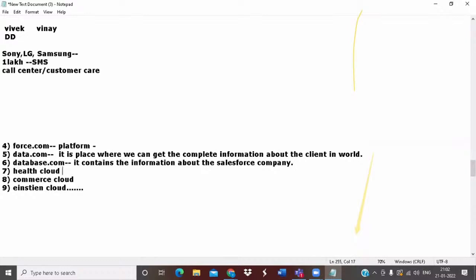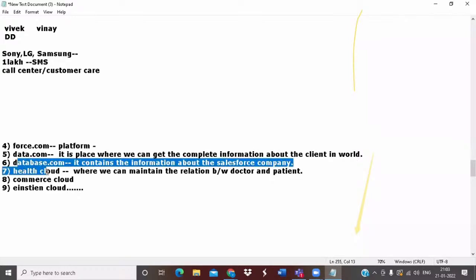And next one, Health Cloud. What is Health Cloud here? It's a place where we can maintain the relation between the doctor and the patient. Clear all of you? So using this cloud, a patient can take an appointment from the doctor, and also come to know some information regarding the problem. Everything is available here in Health Cloud.